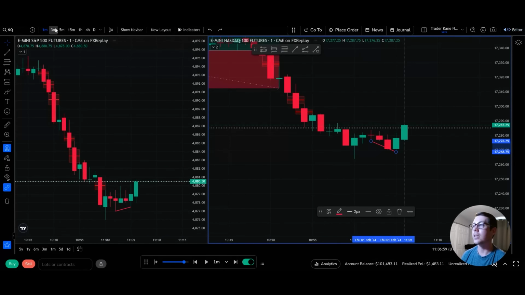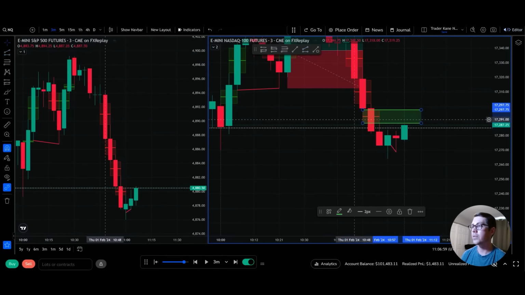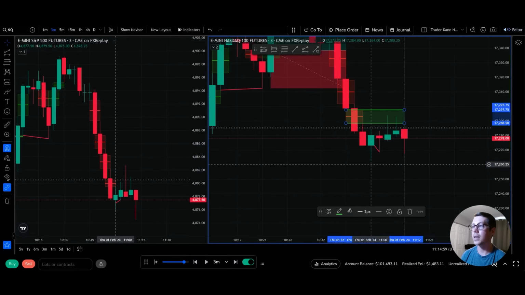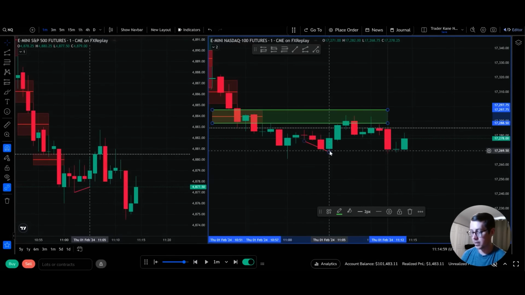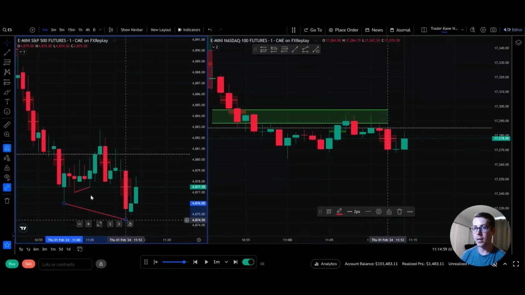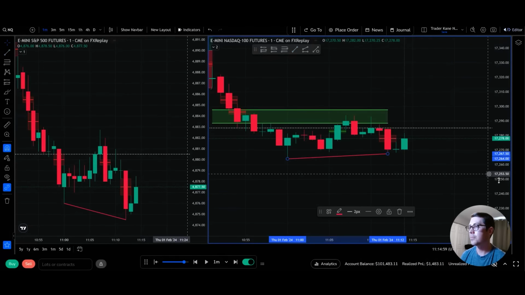Let's see if we have any inverse fair value gaps. There's one here on the 3 minutes. So let's see if we can invert that. Okay, we are not inverting it yet. And now we have more clear SMT. So I like this a lot better. So we have a much clearer low on ES now and not on NQ. So same lows right here, higher low on NQ.